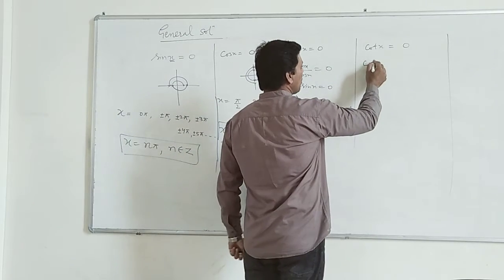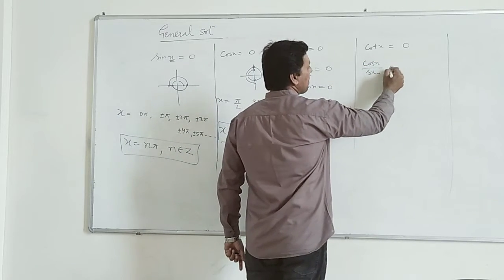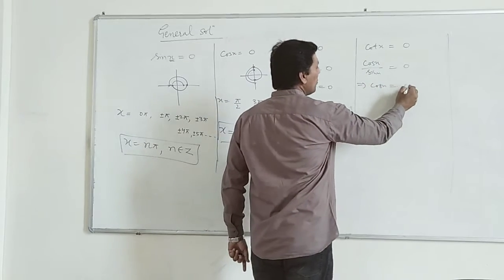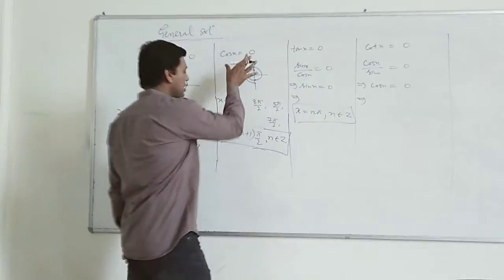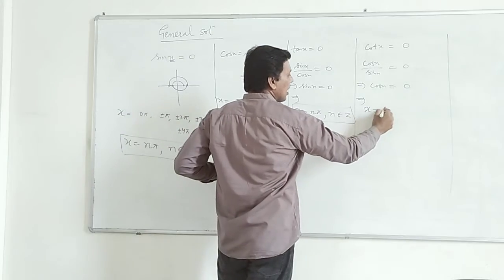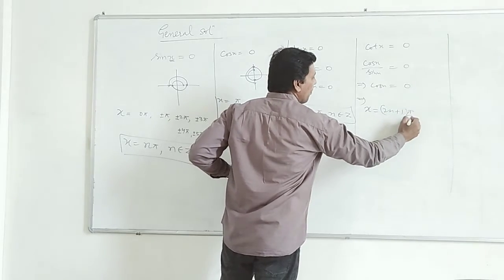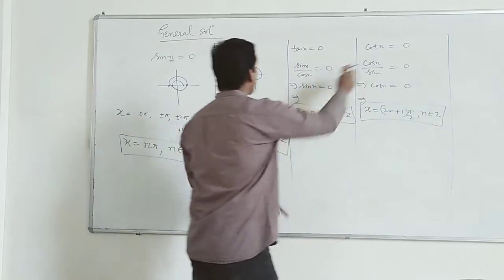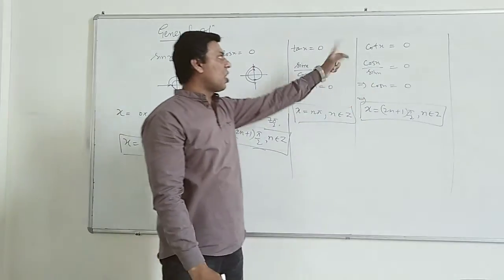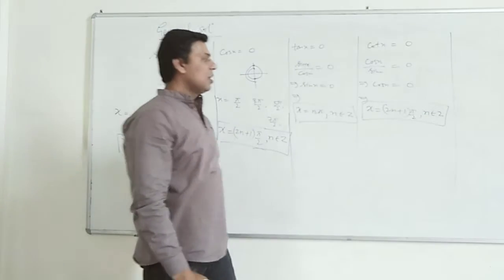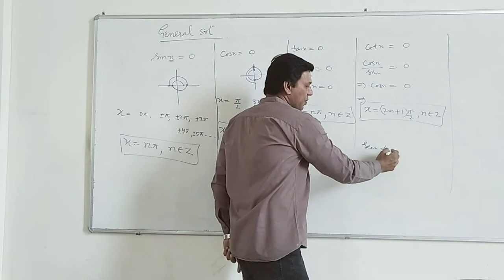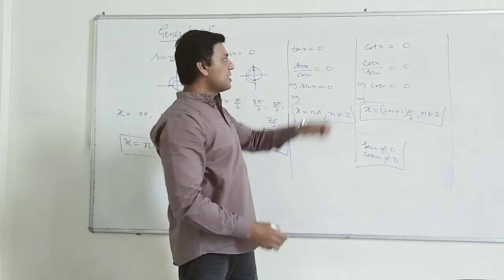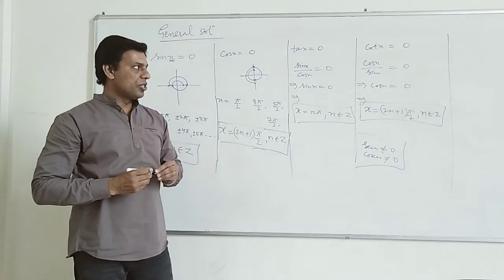Similarly, cot x is equal to cos x upon sin x. This implies cos x is equal to 0, and you know cos x equal to 0 will give this general solution: x is equal to (2n plus 1) pi by 2, where n is an integer. So cot x and cos x have the same general solution, cot x equal to 0 and cos x equal to 0. Remember, sec x can never be 0. So these are four important general solutions.